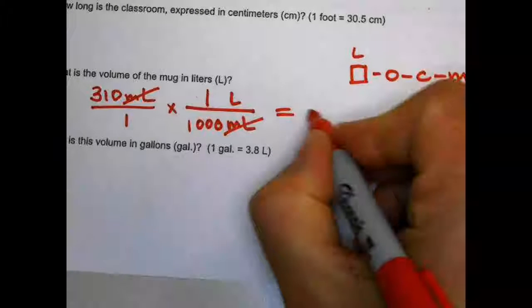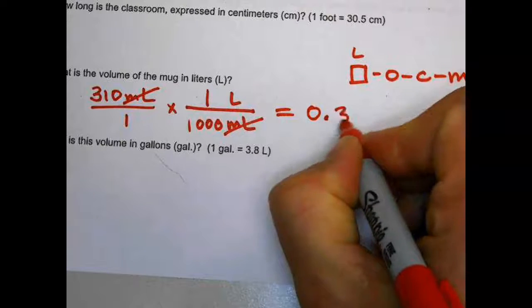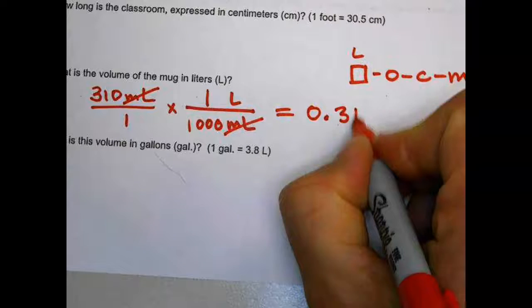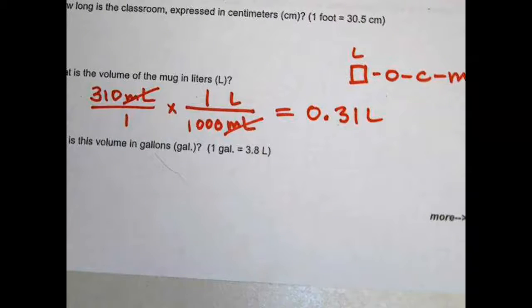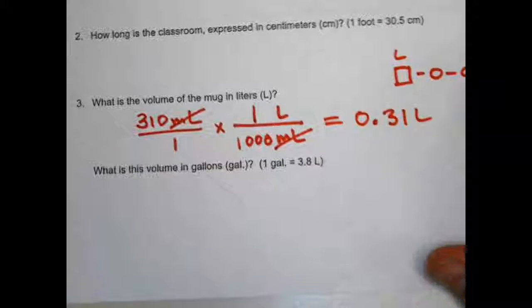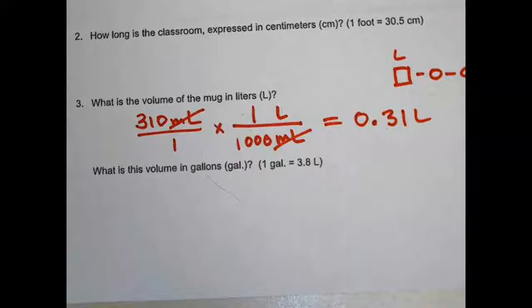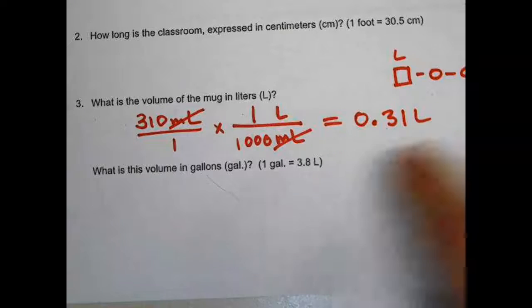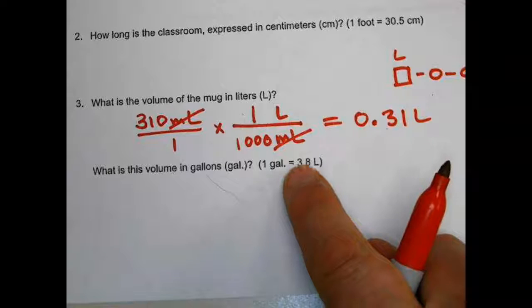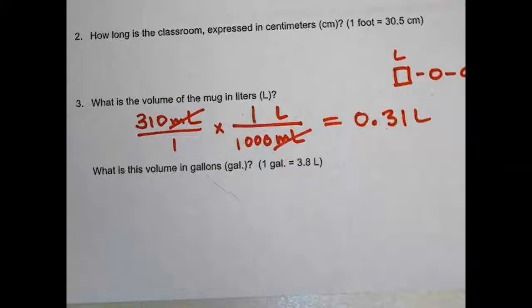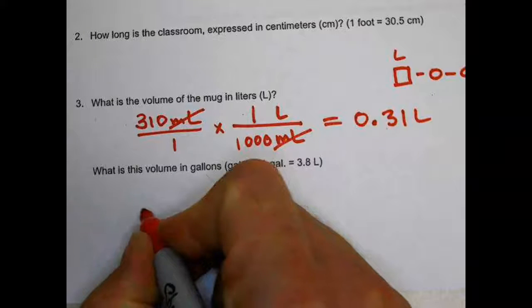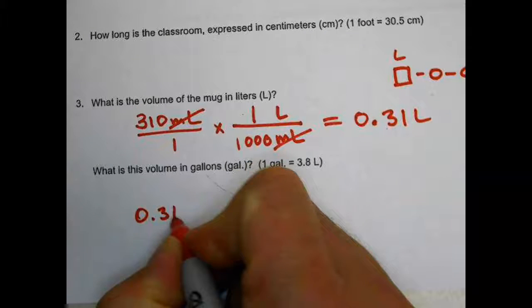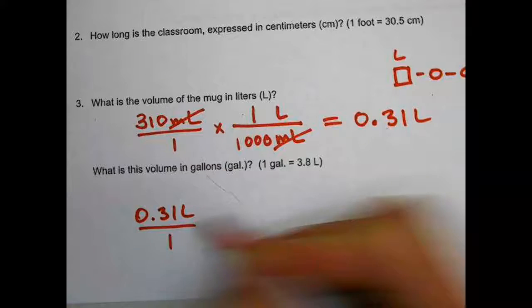Okay, so we're going to use your calculator. I just moved the decimal. You should get 0.31 liters. All right, and then if we go to the next part, this one's not metric. We're changing our liters, which are metric, into gallons, which are not. So you're given the conversion factor. 1 gallon is 3.8 liters. So let's start with our 0.31 liters that we just figured out.